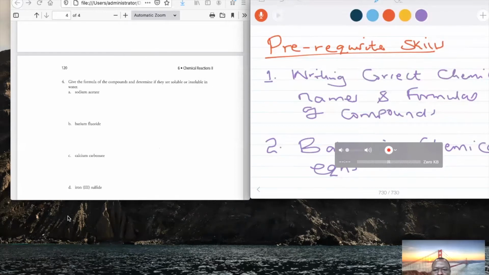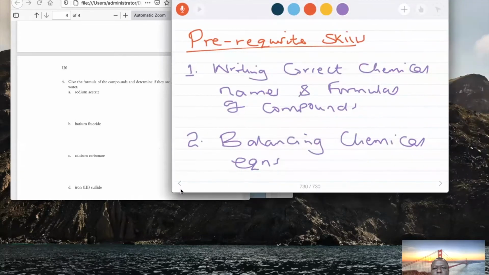So these are prerequisite skills you should know for this experiment: writing the correct chemical formulas for compounds and writing the chemical names. You need to be in a position to write the chemical formulas, which means you should be able to use the periodic table to predict the ionic charges, use the crossover rule, and then balance the equation.